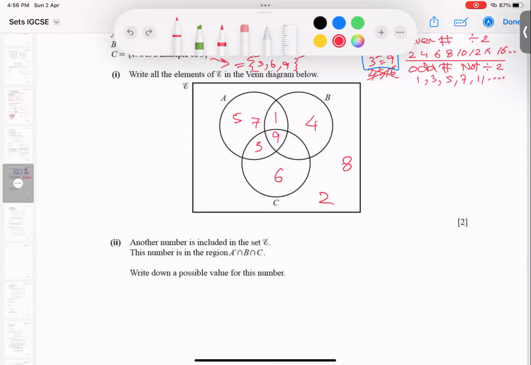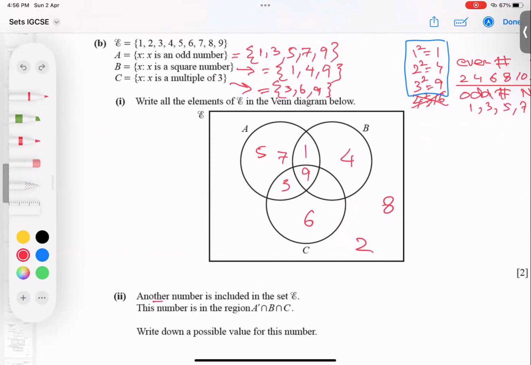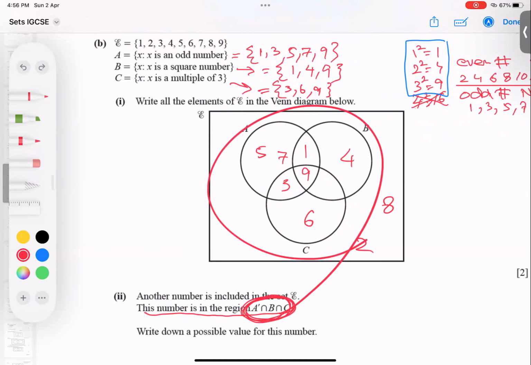He said that another number is included in universal. I repeat the sentence. He is saying another number is included in universal, like 1, 2, 3, 7, 9. After 9, he is adding some more number. I don't know what that number is. And this number is in the region of this. It means this is the region. Which region? I don't know which region now.